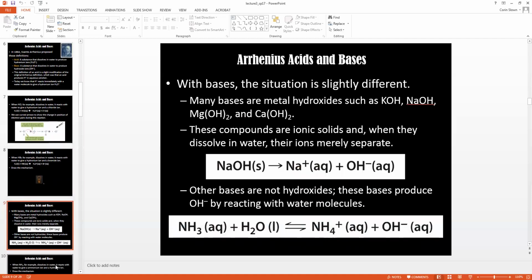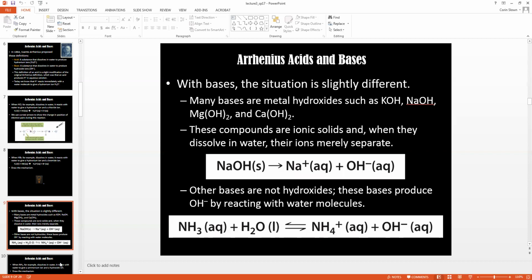With bases, the situation is slightly different. So many bases are metal hydroxides, such as potassium hydroxide, sodium hydroxide, magnesium hydroxide, and calcium hydroxide. These are compounds that are ionic solids, so they look like salts. And when they dissolve in water, their ions separate. Because they're ionic compounds or salts, if you were to put them in solution, you would see complete separation between the sodium positive and the hydroxide.